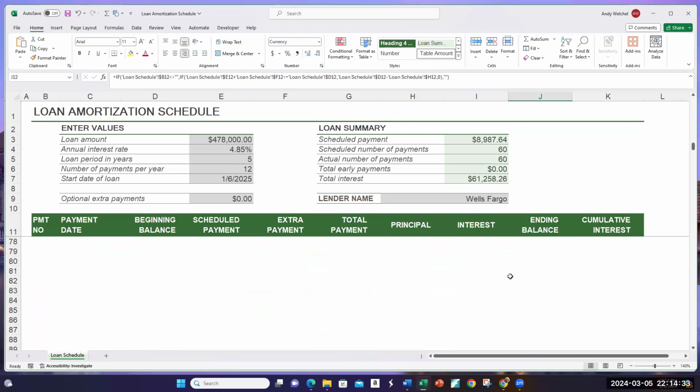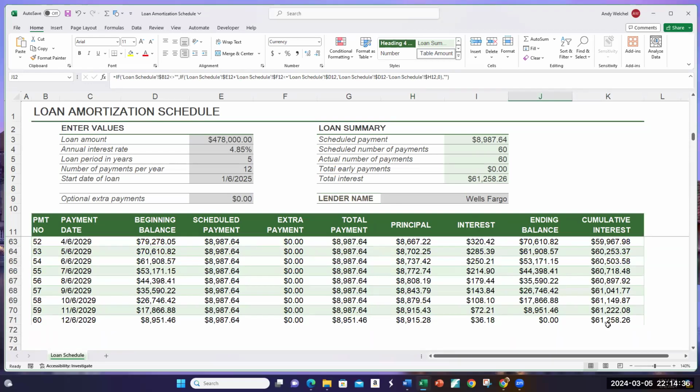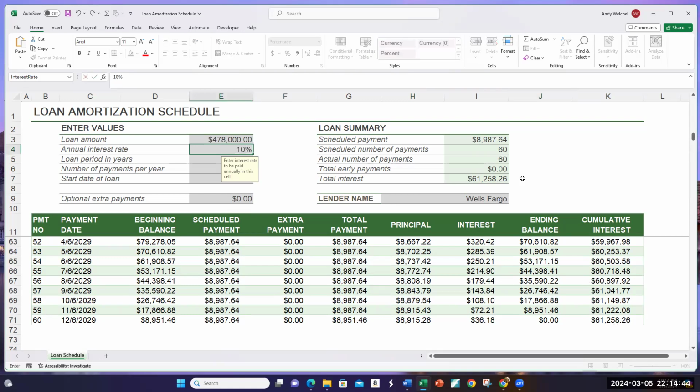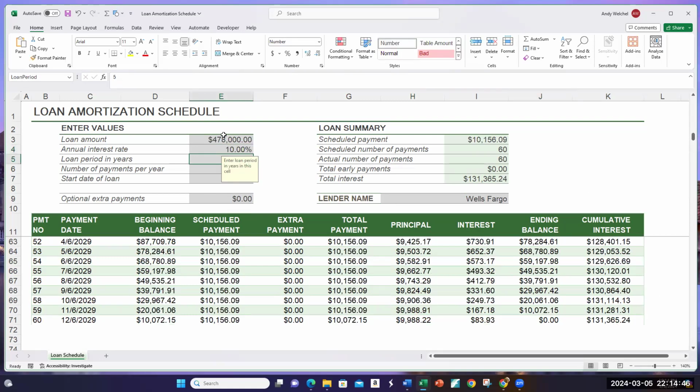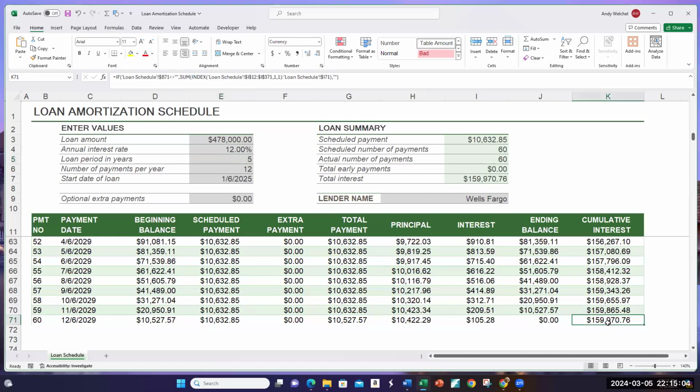The cumulative interest we've paid is $61,000 on a $478,000 loan. That's not too bad. But what if the interest rate was 10%? Yeah. Then we borrowed 478 and the interest alone is 131. So we're really paying back 500 and $600,000, aren't we? And of course, as the interest rate goes up, the more our interest is going to be. So obviously, when you're getting a loan, you want to get the lowest interest rate possible.